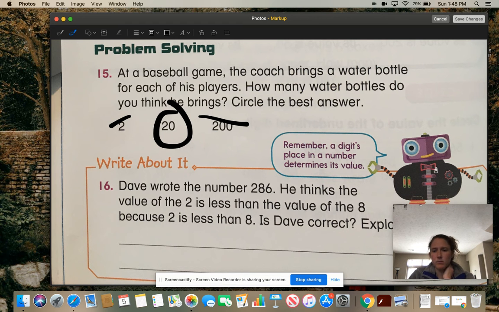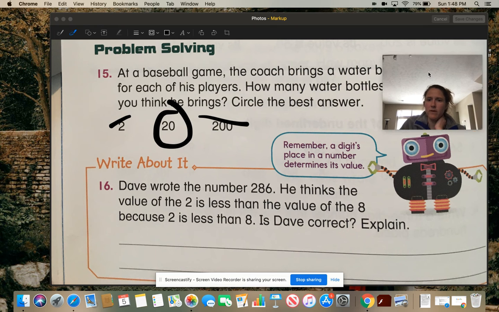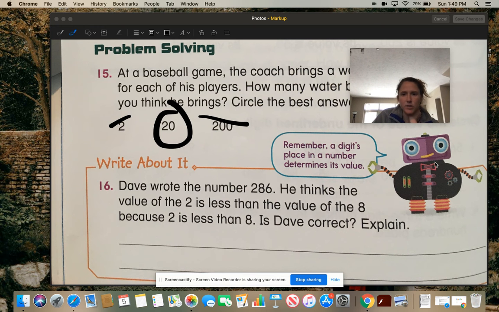And let's do the last problem. Let me see if I can move my face. There you go. So you can see the cute little robot. Dave wrote the number 286. He thinks the value of the 2 is less than the value of the 8 because 2 is less than 8. Is Dave correct? Explain.